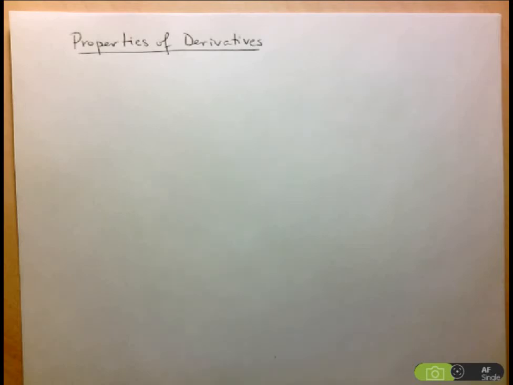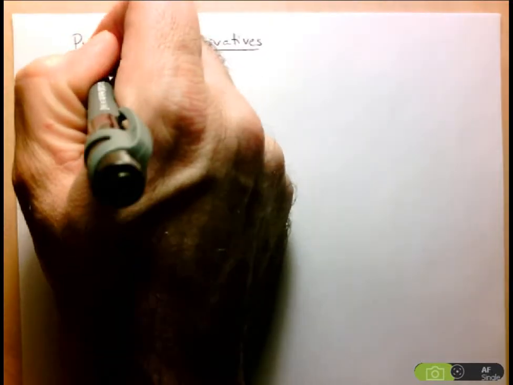Hi folks, this is lesson 1 of properties of derivatives. First thing we'll do is look back at what we came up with last time. So we took this idea of instead of just finding the rate of change of a function at a particular point, if we take the rates of change of a function at all the points in the domain, we can create a new function, which we called the derivative function.